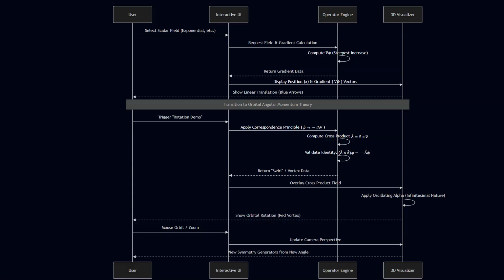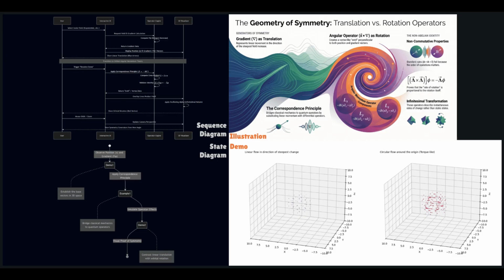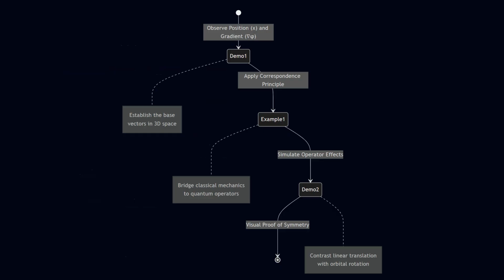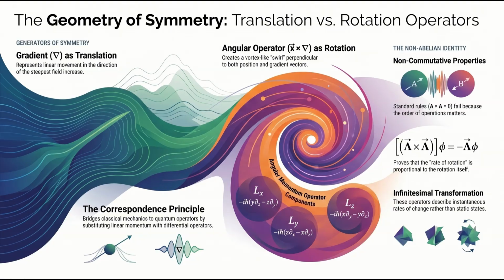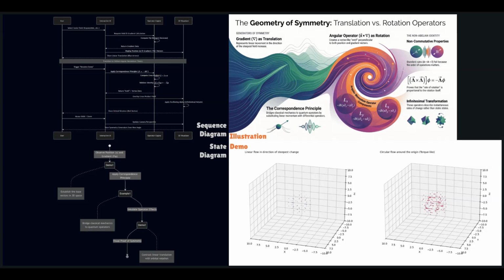In standard algebra, certain products might result in zero, but the derivation sheet proves that for these specific operators, the result is a non-zero value that represents the rate of change of the rotation itself. Ultimately, the derivation sheet is what gives the visual animation its physical meaning. It explains the why behind the swirling vortex seen in the final simulation.